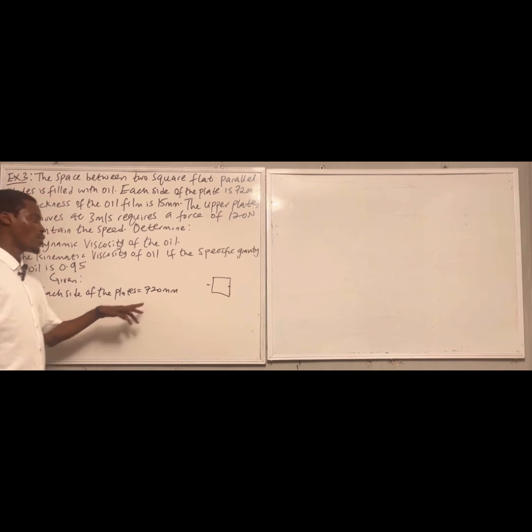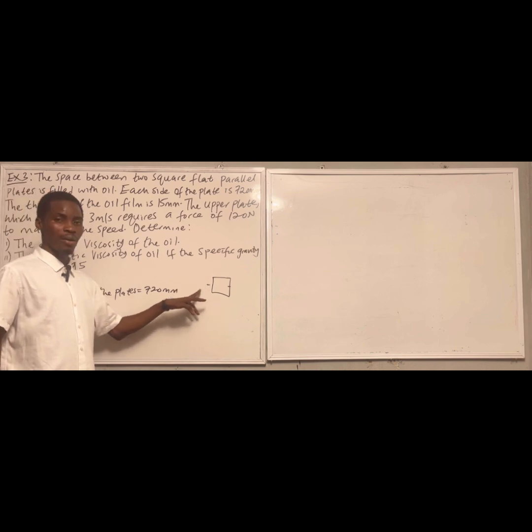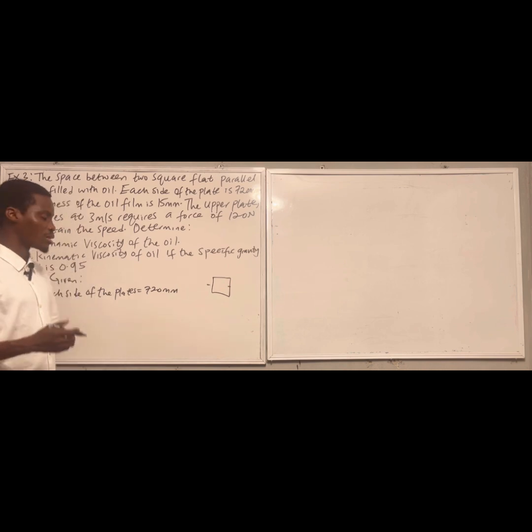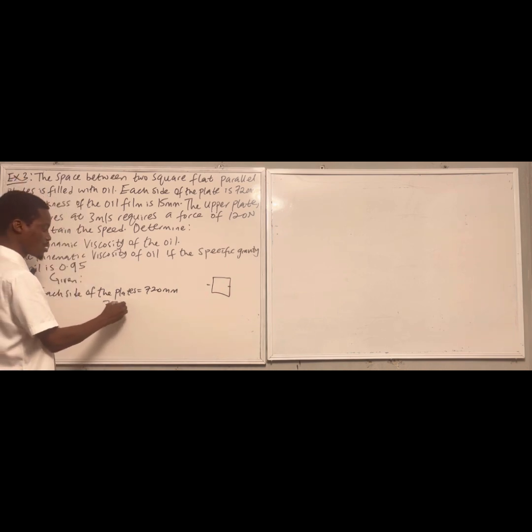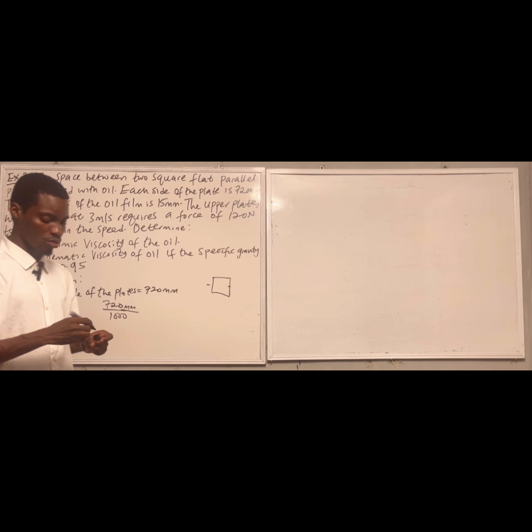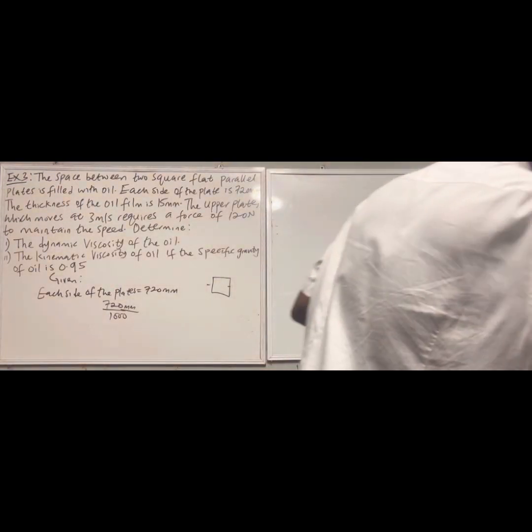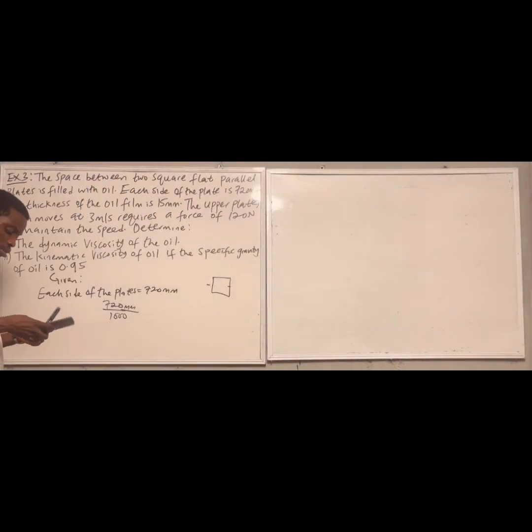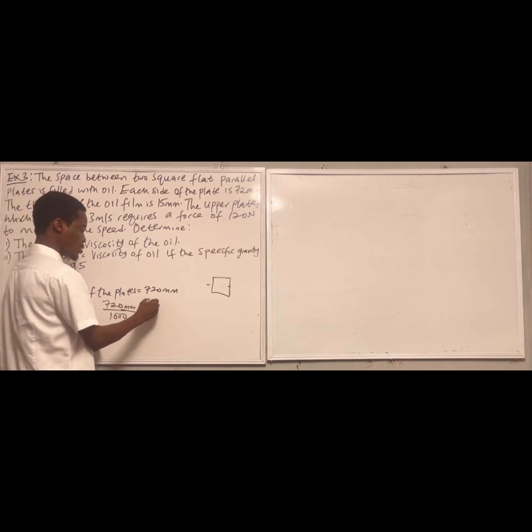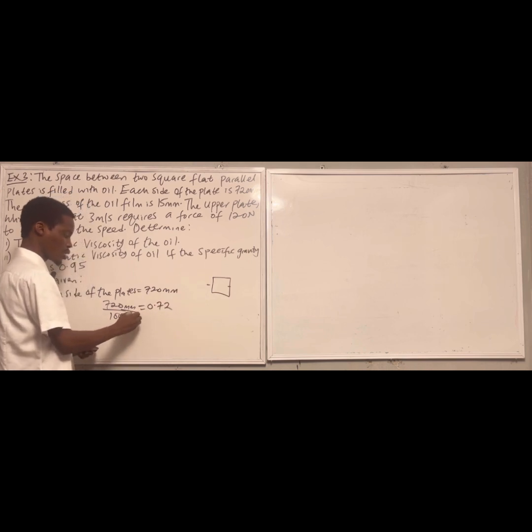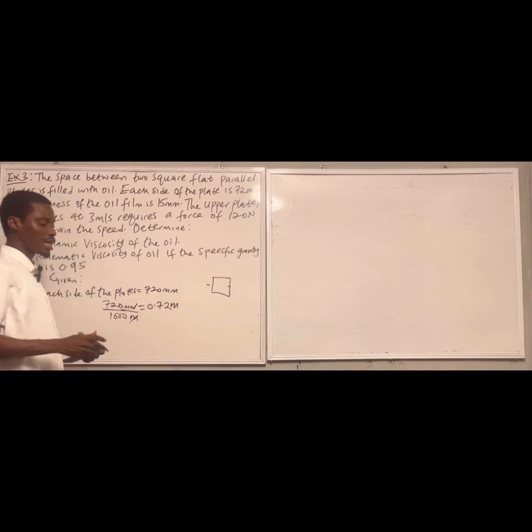720 millimeter. So we have to convert it to meter so that our area will be meter times meter. Remember that if you convert to meter and meter, we are going to have meter square. So I'm going to have 720 millimeter all over 1000. 720 divided by 1000, I'm going to have 0.72. The millimeter cancels. So each side of the plate is 0.72 meter.